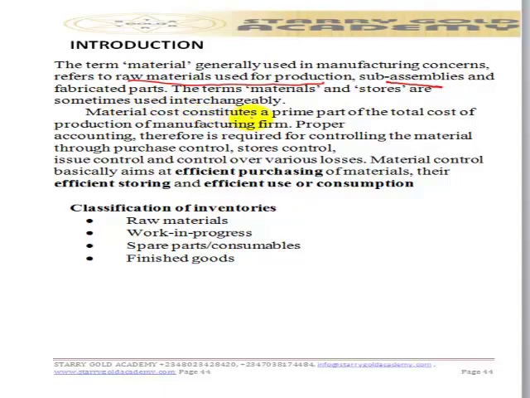Material cost constitutes a prime part of the total cost of a production or manufacturing firm. And therefore proper accounting is required for controlling material through purchase control, stock control, issue control, and control over various losses. Material control basically aims at efficient purchasing of materials, storage, and efficient use or consumption.